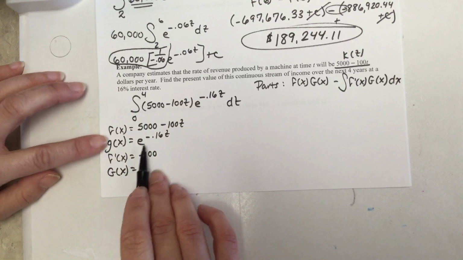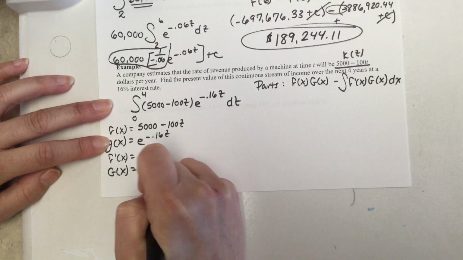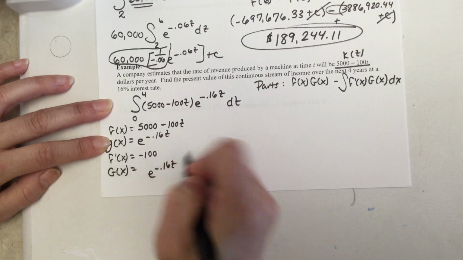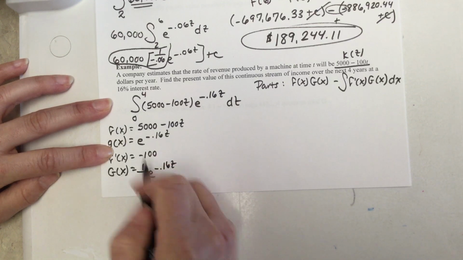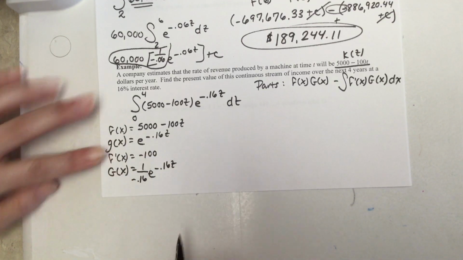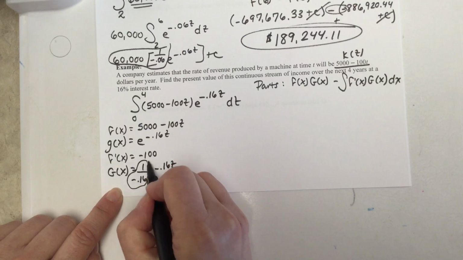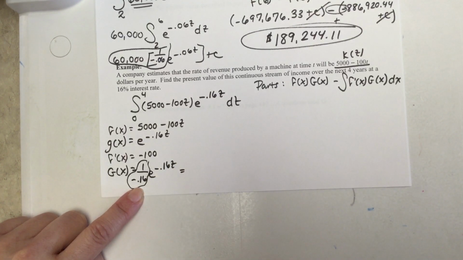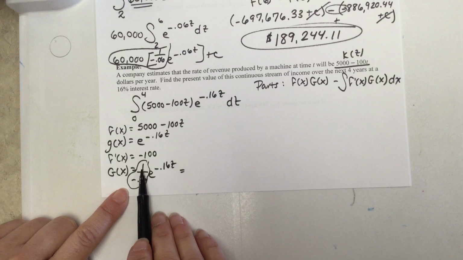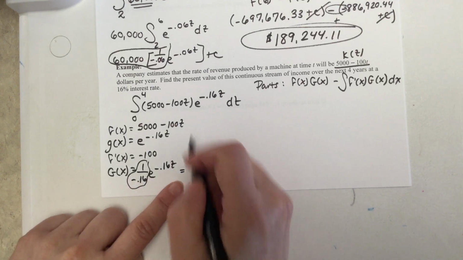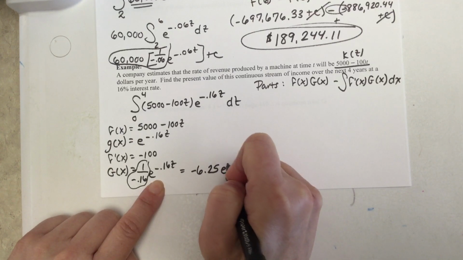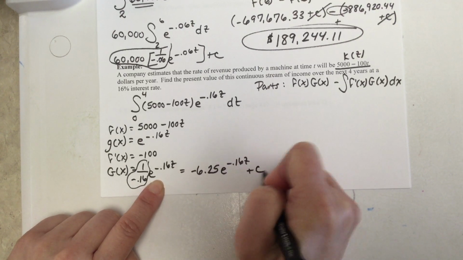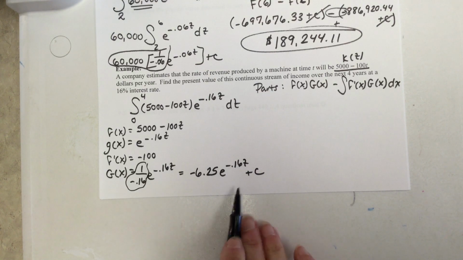Antiderivative of g of x, this is an e term. So it's e to the negative 0.16t. Now you take the derivative of the exponent, and it's 1 divided by negative 0.16. I can turn this into a number. That way I don't have to deal with fractions the whole time. If you take 1 divided by negative 0.16, you'll see it's negative 6.25. E to the negative 0.16t. It's an antiderivative, so I'm making sure that I put that plus c.